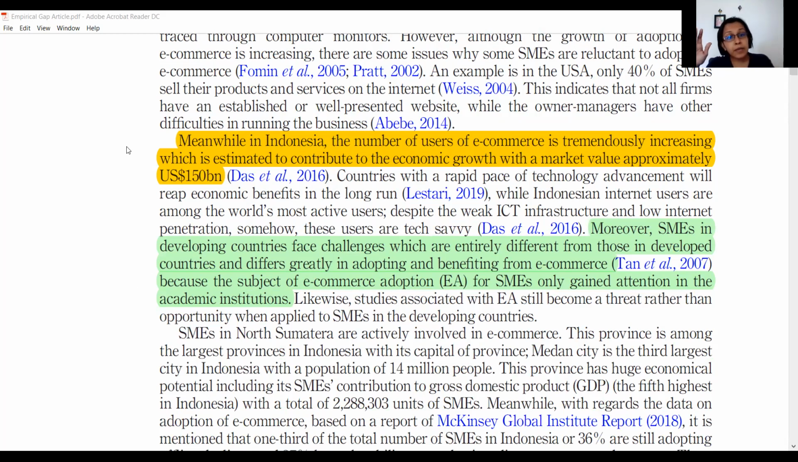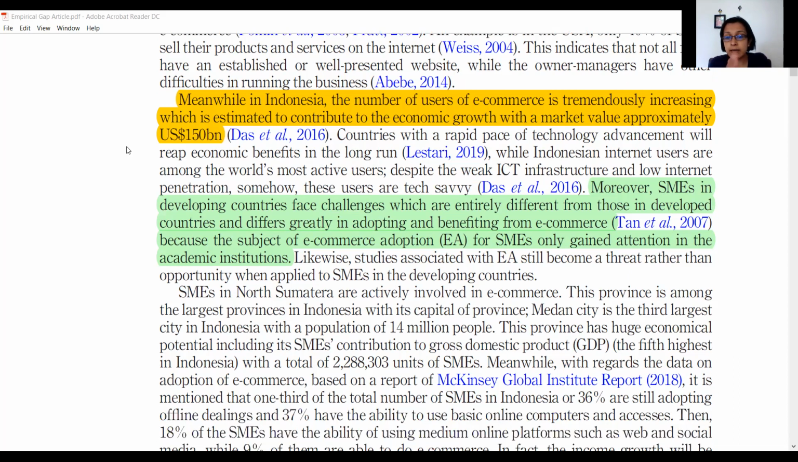It says, meanwhile, in Indonesia, the number of users of e-commerce has tremendously increased, which is estimated to contribute to the economic growth with a market value of approximately $150 billion. Now it says that our country is also utilizing this e-commerce platform. Okay, so it opened another door for e-commerce, and now coming to the Indonesian context, right? Then slowly it's connecting to the SMEs in Indonesia with e-commerce adoption, right?